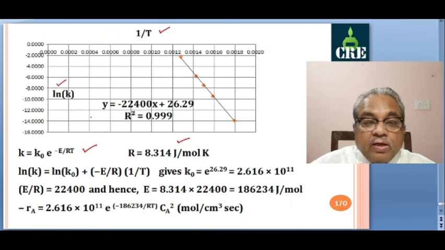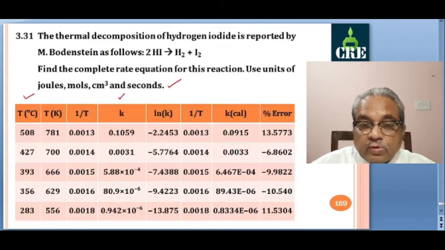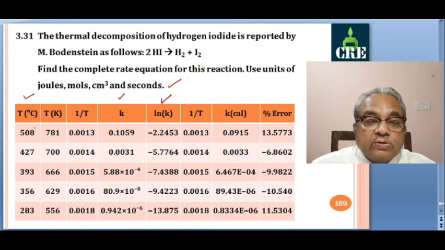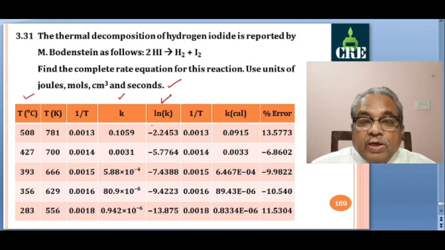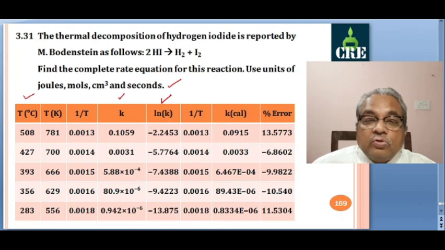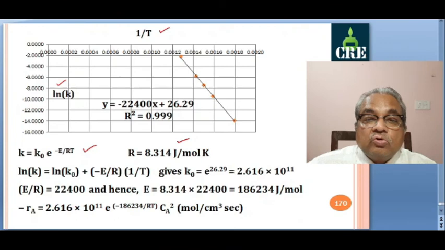So I want data of ln of K and 1 by T. So K is given, known, so we can find out ln of K easily. T is given in Celsius, so convert into Kelvin and obtain 1 by T, that is Kelvin inverse. So we have ln of K on y axis you can plot and 1 by T on x axis and find out the slopes and intercepts.